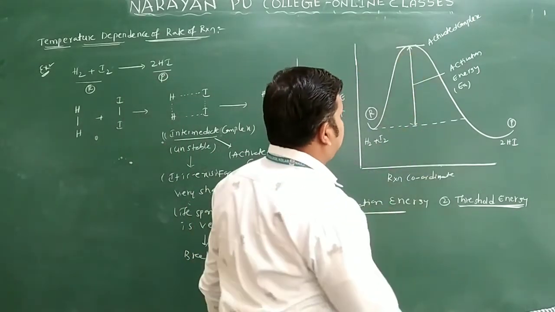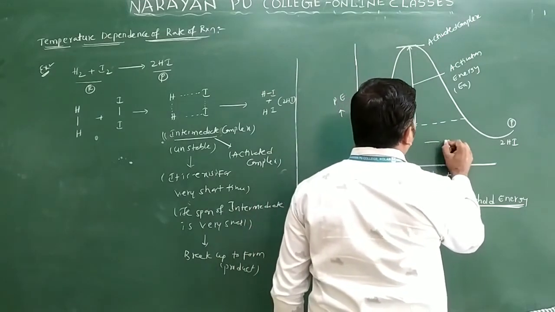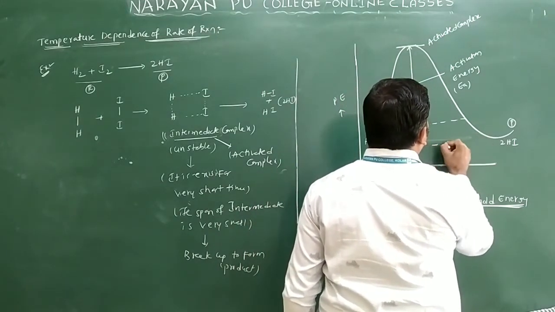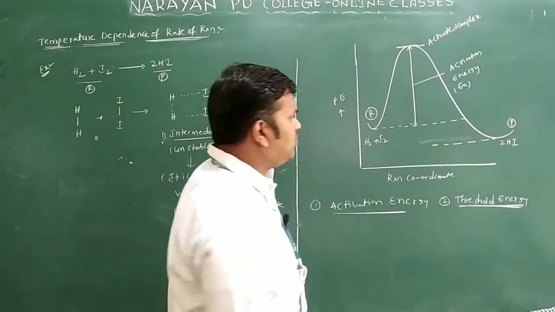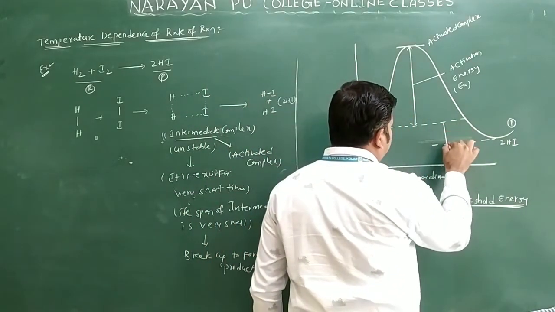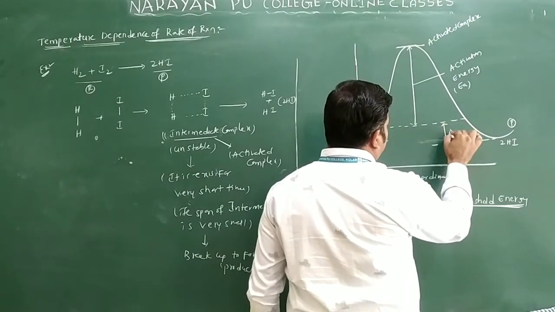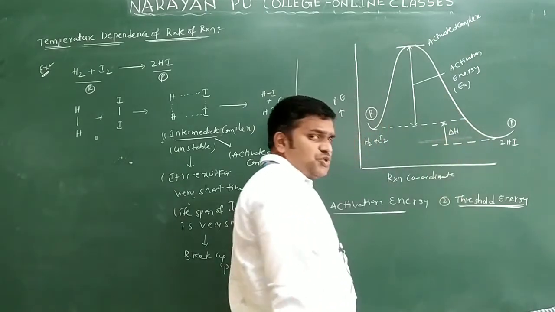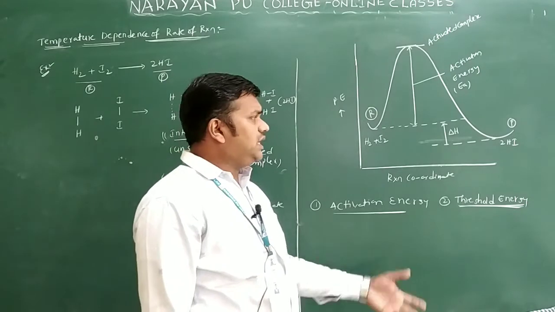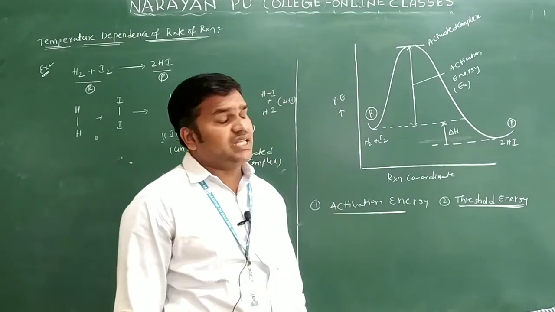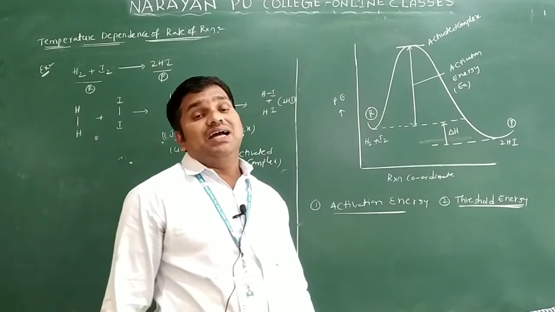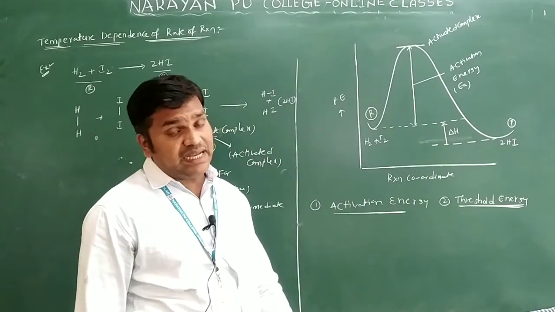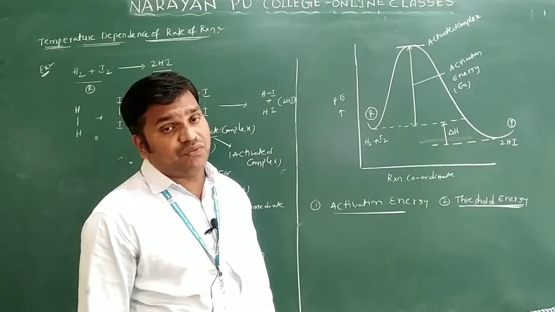Okay, so now I already assigned what the activation energy is. Now we will see the difference in the energies of the reactants and the products. This is delta H shown here. Enthalpy of the reactants minus enthalpy of the products. So this delta H mainly depends on the nature of the reactants and the products.